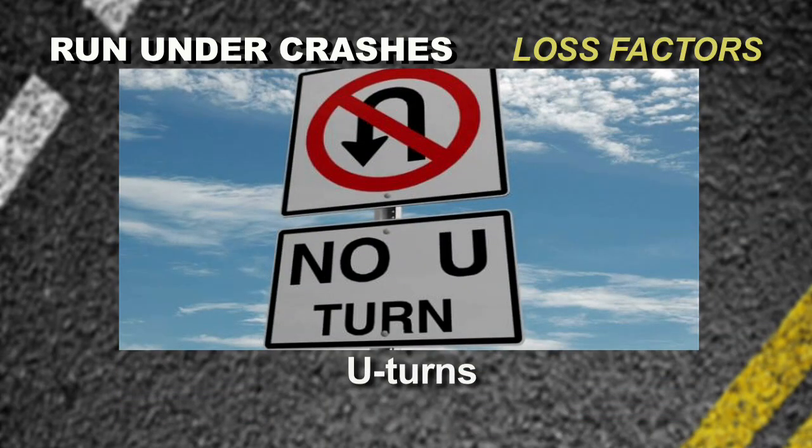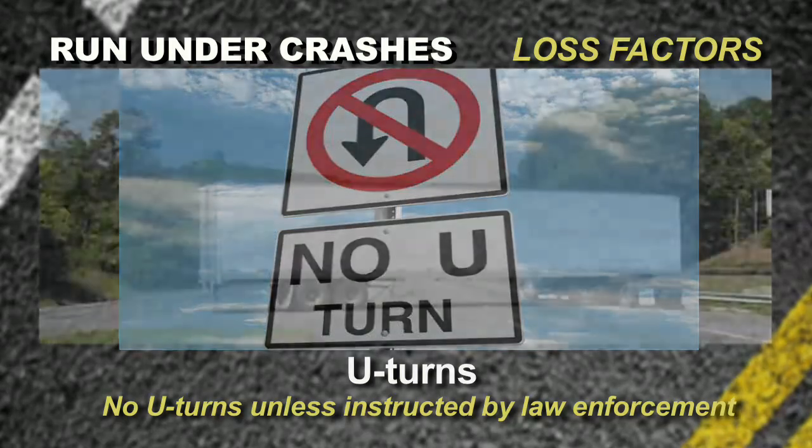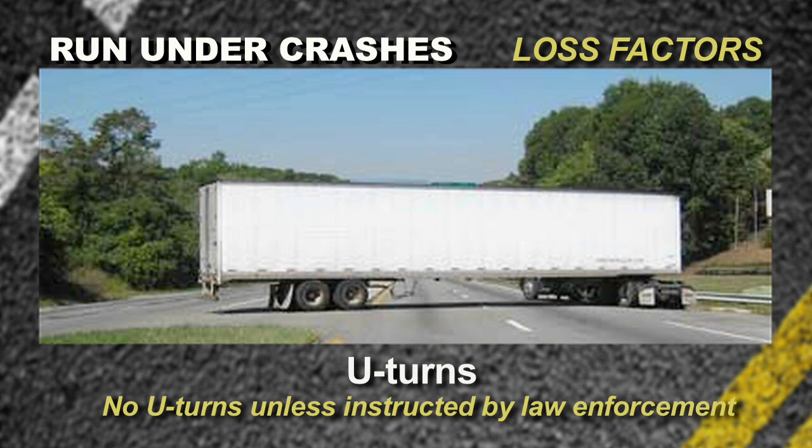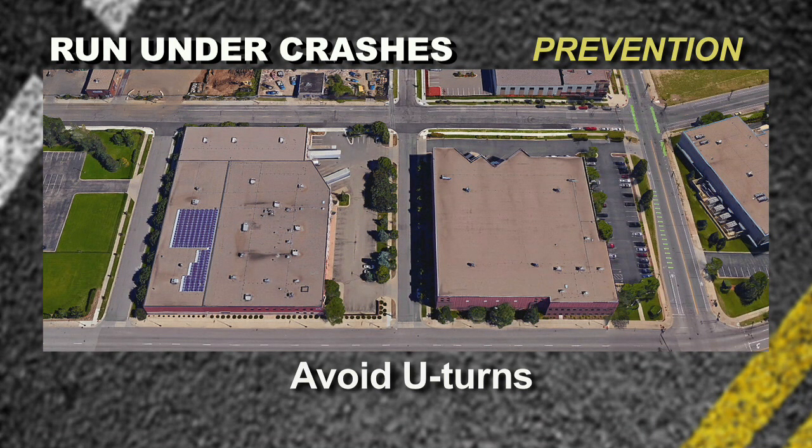The next loss factor that contributes to run-under crashes is a U-turn. A U-turn should never be attempted in a tractor-trailer unless you're being instructed to do so by a law enforcement officer. This is because the time it takes to perform a U-turn exposes your tractor and trailer to oncoming traffic much longer than with any other kind of turn or maneuver. Many times, a run-under crash occurs when a truck driver attempts a U-turn after missing a turn or becomes lost. In any case, a U-turn is never the safe option unless traffic control is assisting you. Instead, try these prevention techniques.